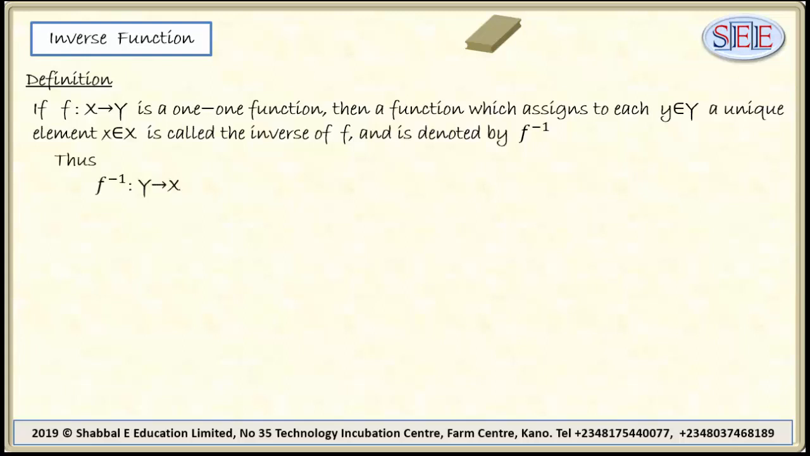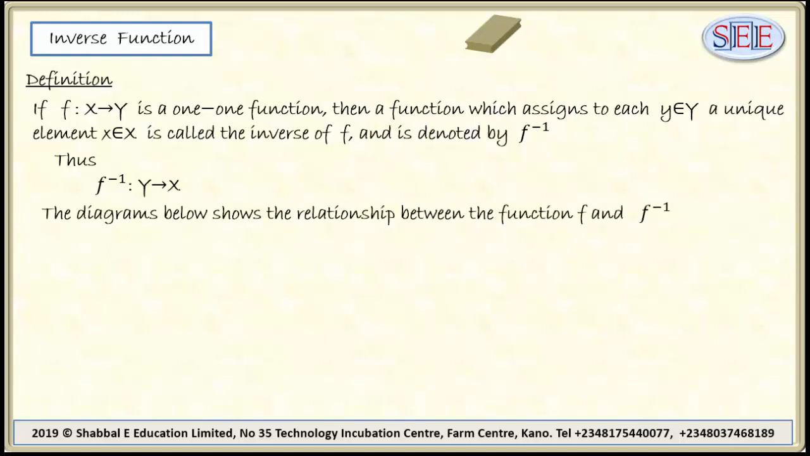Thus, if you have f as the function, then its inverse will now be another function from Y into X, meaning it will pick each and every element in Y and assign those elements to unique elements x in X. The diagram below shows the relationship between the function f and its inverse.